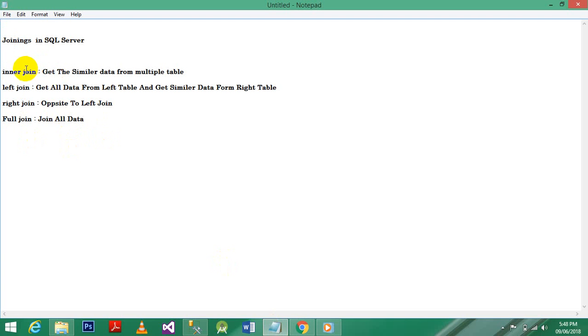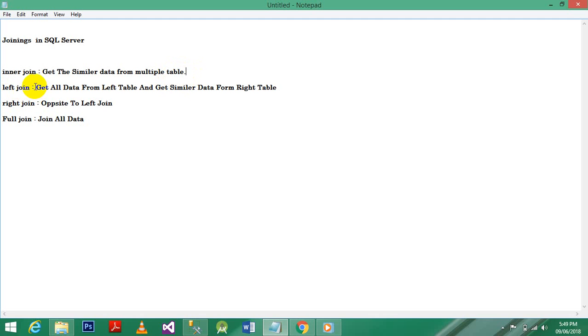What is inner join? Inner join means get the similar data from multiple tables. What does it mean? It means get the similar data that use the concept of primary and foreign key. We will look at an example so you can easily understand.